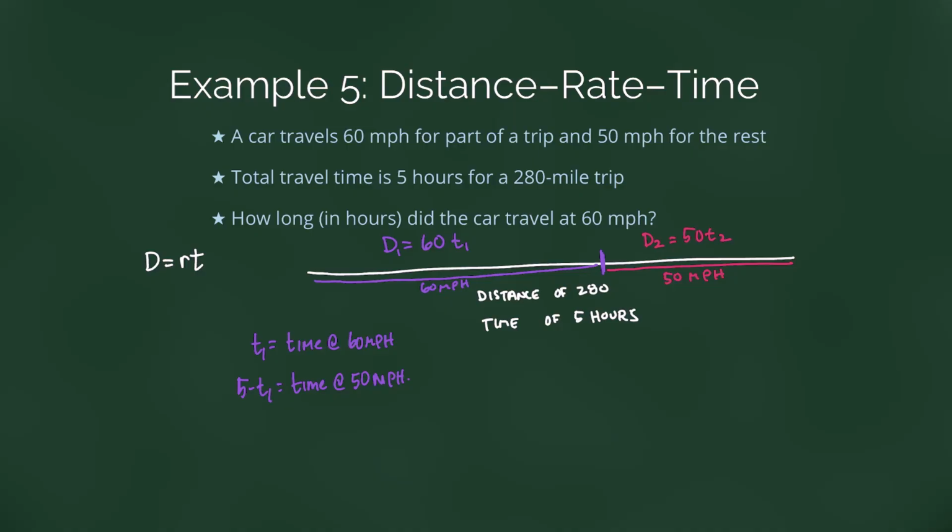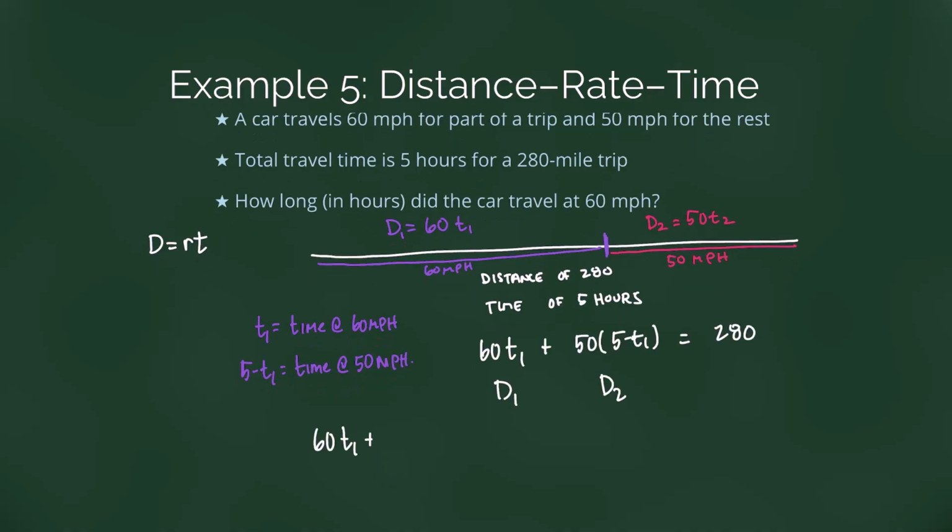So what does that tell us? Well, then that tells us our two distances, the purple distance plus the pink distance, have to add up to 280. So we have 60 times T1. That's our first distance. Then our second distance is 50 times 5 minus T1. That's our second distance. Those two add up to the total distance, which is 280. And now we have a linear equation with one variable in it, so we can solve that. We have 60 T1 plus 250 minus 50 T1 equals 280.